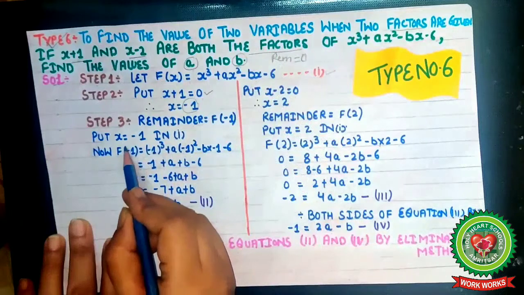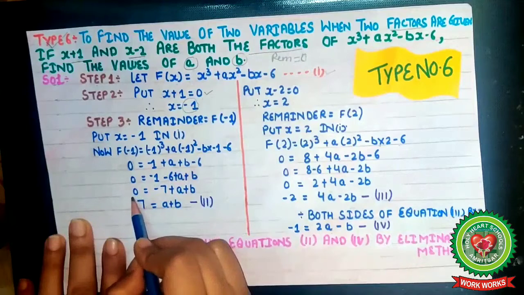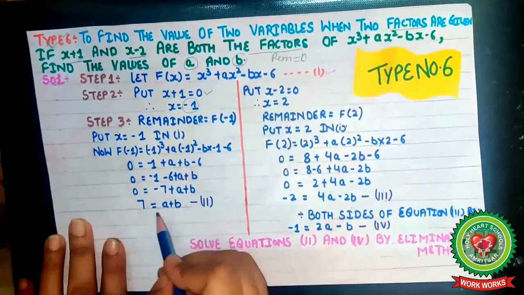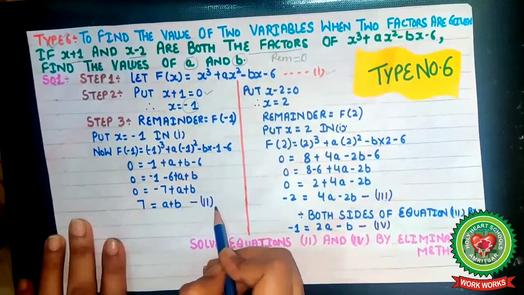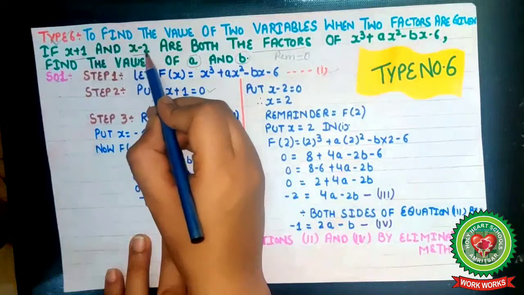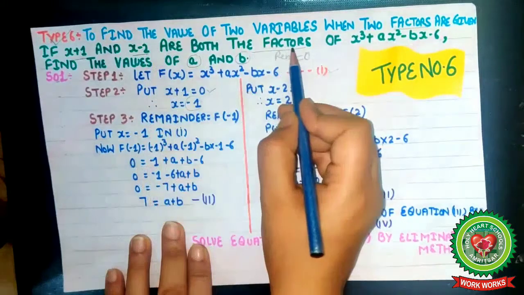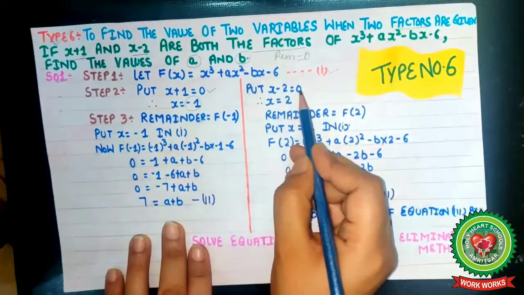Now under f of minus 1 we will write 0. After solving, this 7 will go to this side. This will become plus 7. Equation will be 7 is equals to a plus b. This is the equation number 2. Now students, as it is given that x minus 2 is also the factor, so we will do these similar steps for x minus 2.